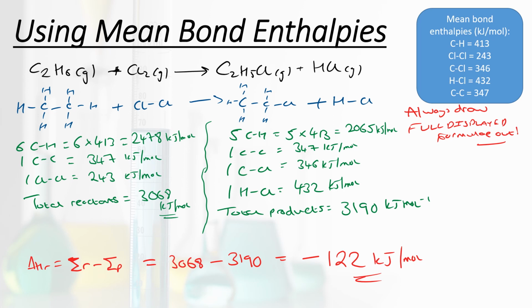So always draw out the full displayed formula. Don't try and do it just from the stoichiometric equation at the top, because you're very likely to forget certain bonds. Always draw out the full displayed formulae, and I would always recommend counting every single bond being broken, every single bond being formed.